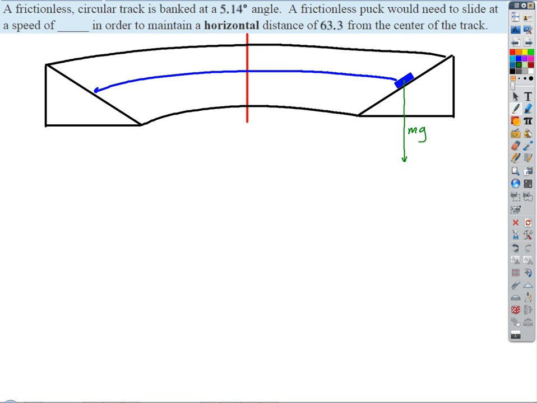Okay. So gravity's acting. What else? Normal force. Yeah, we got a normal force acting.